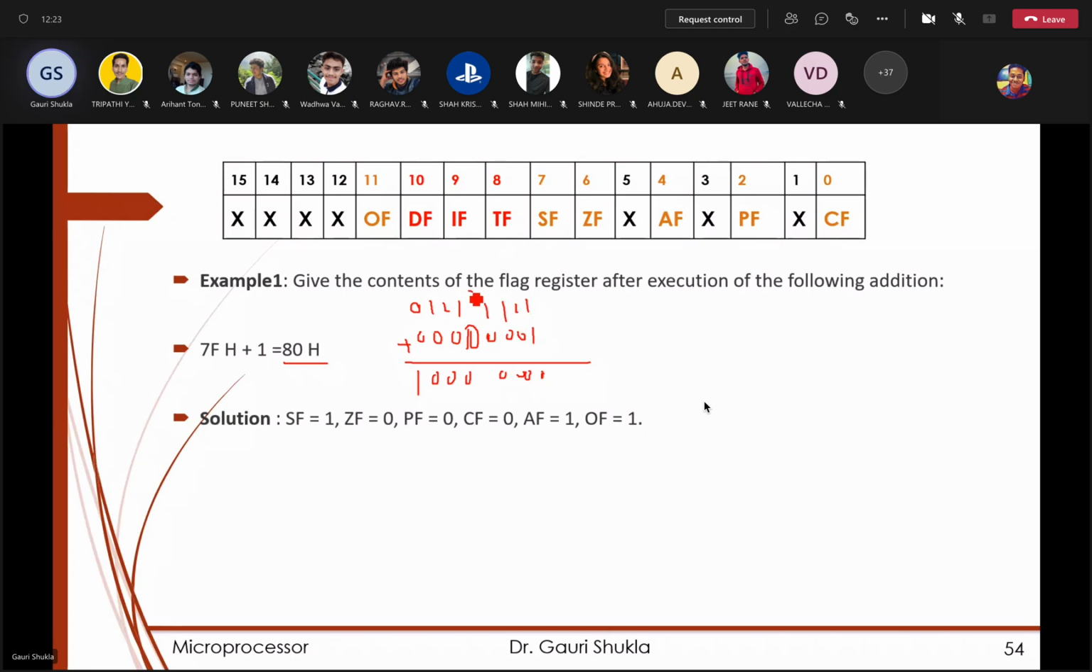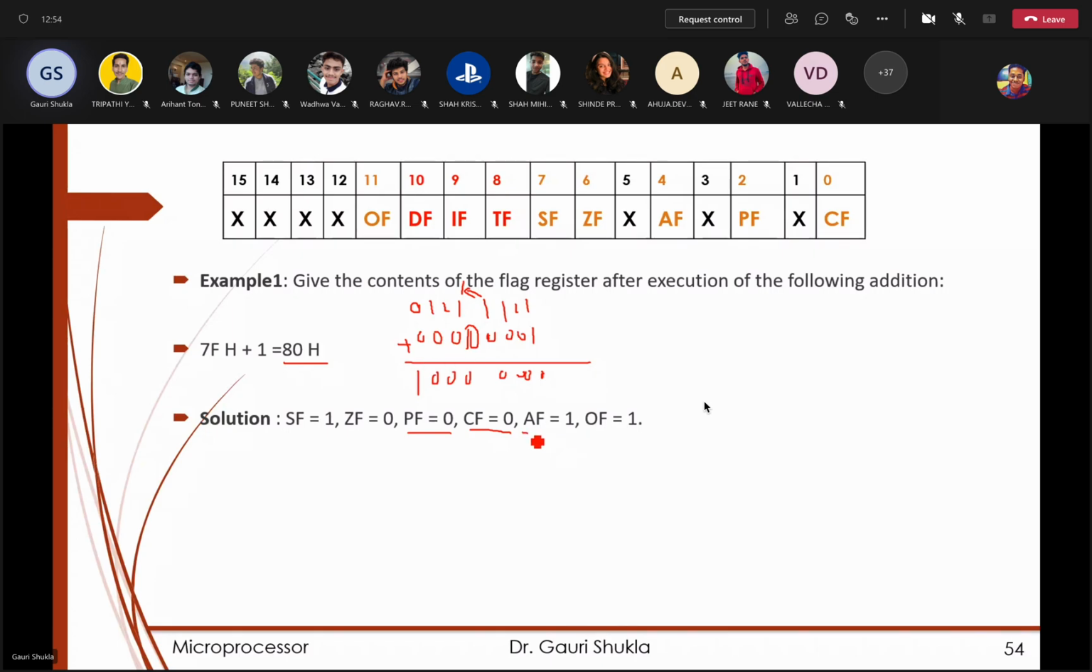So there is an auxiliary carry now generated from the lower nibble to the higher nibble. Okay. So just see what all the various flags are. Is there any carry generated out of the MSB? No. So my carry flag would be 0. Okay. How many ones are there? Odd. So my parity flag will be 0. Correct? Then there is a carry from the lower nibble to the higher nibble, isn't it? Okay, I hope you can do this little bit of arithmetic.